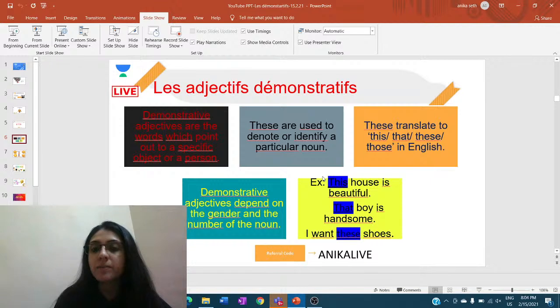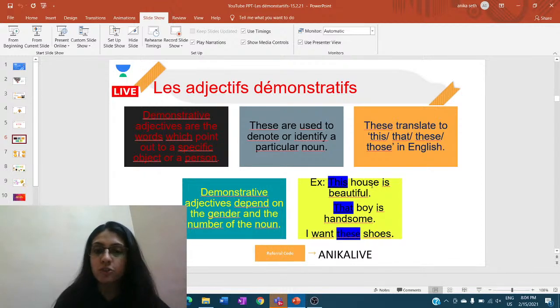So when we say this house or that girl or these shoes or those bags, we are identifying an object with the help of these adjectives. We are pointing out, we are referring, we are denoting a particular noun. And like the other adjectives, these depend on the gender and number of the noun. So demonstrative adjectives also depend on the gender and number of the noun.